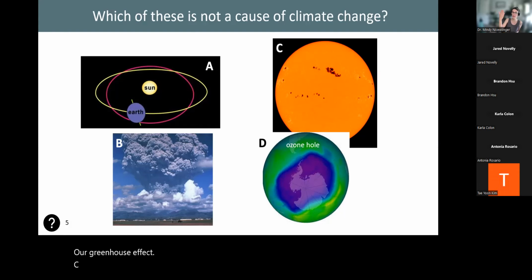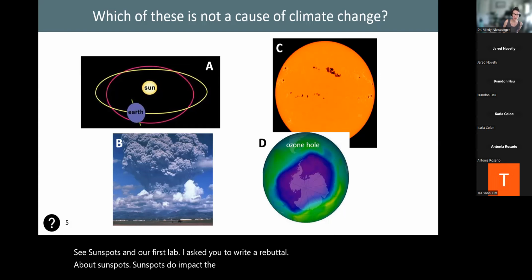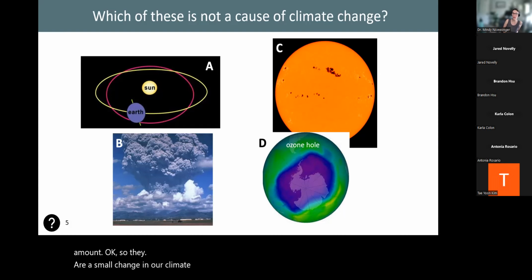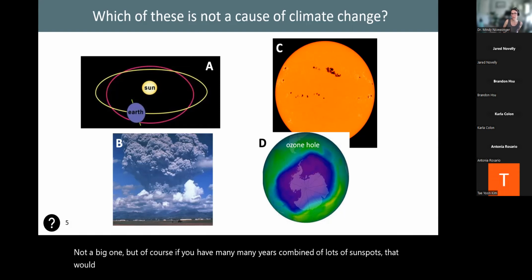C, sunspots. In our first lab, I asked you to write a rebuttal about sunspots. And sunspots do impact the amount of sunlight Earth gets by a small amount. Okay, so they are a small change in our climate. Not a big one, but of course, if you have many, many years combined of lots of sunspots, that would impact our climate by changing the solar luminosity.